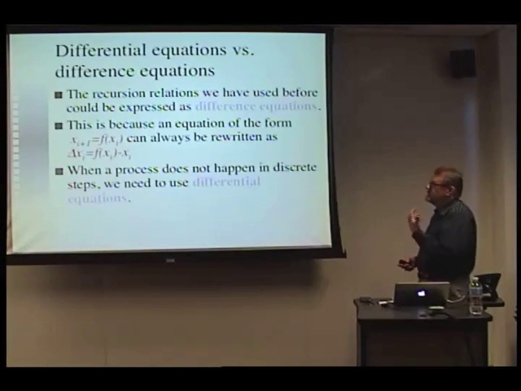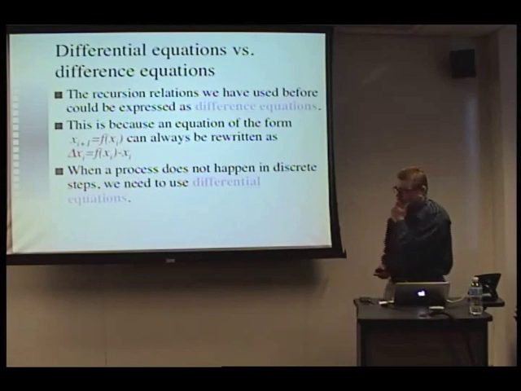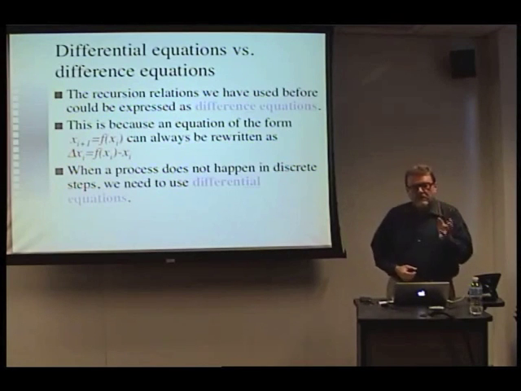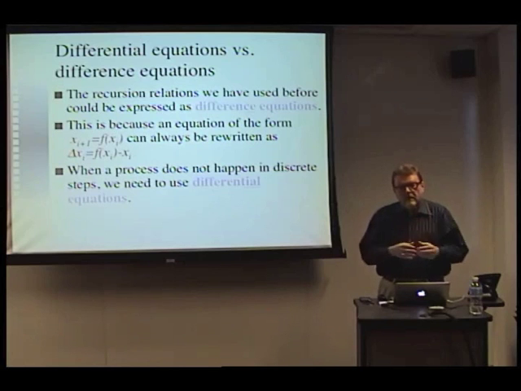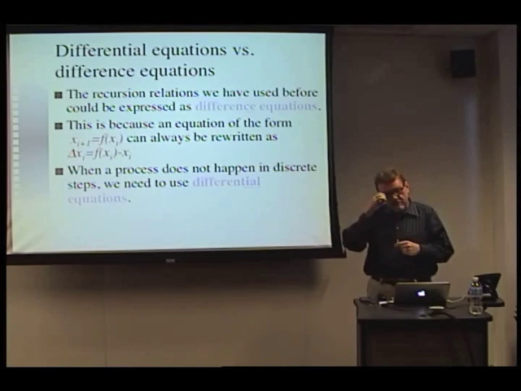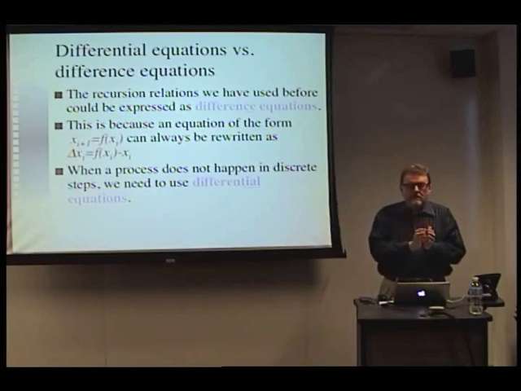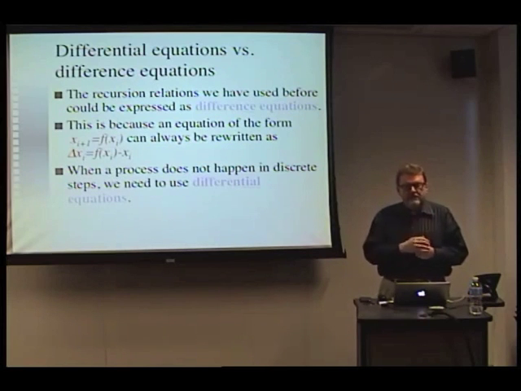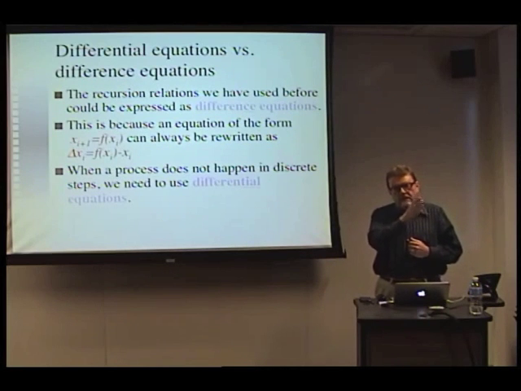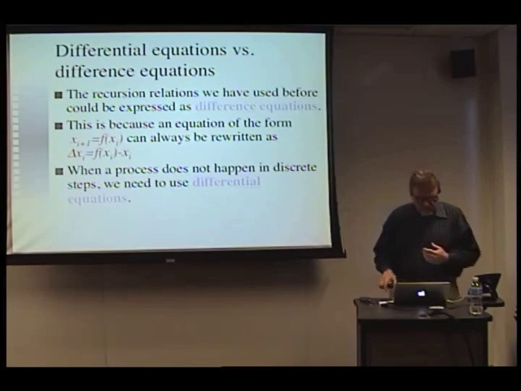What we're going to start with is the type of recursion relations that we talked about on Monday. It was a case where we had a discrete change in what we would call our independent variable, the generation number, and then we had some formula, a relation, that described how the number of insects changed from generation to generation in those discrete steps.